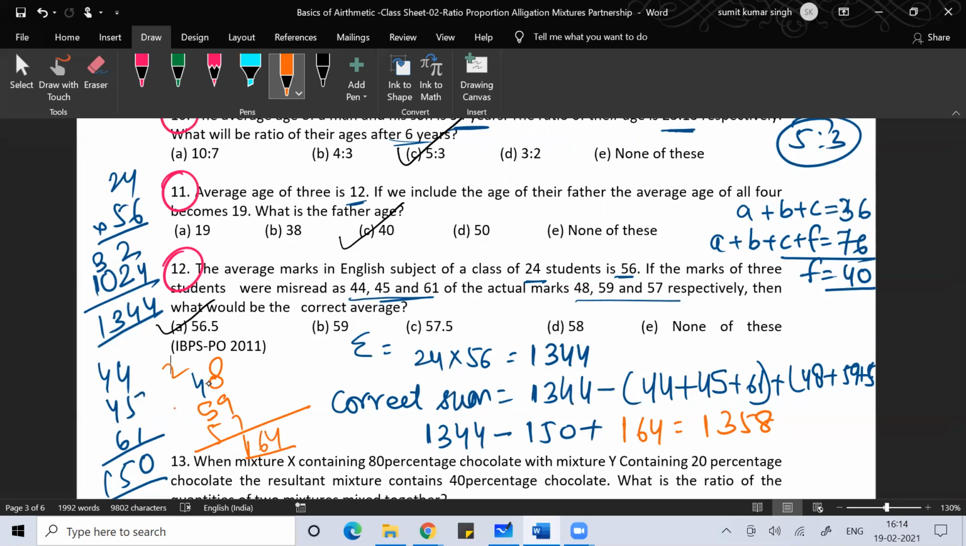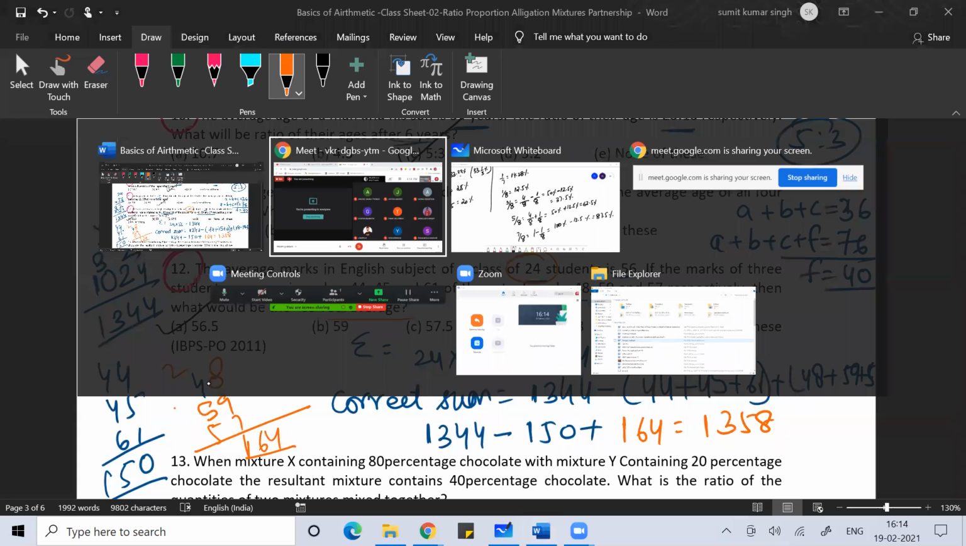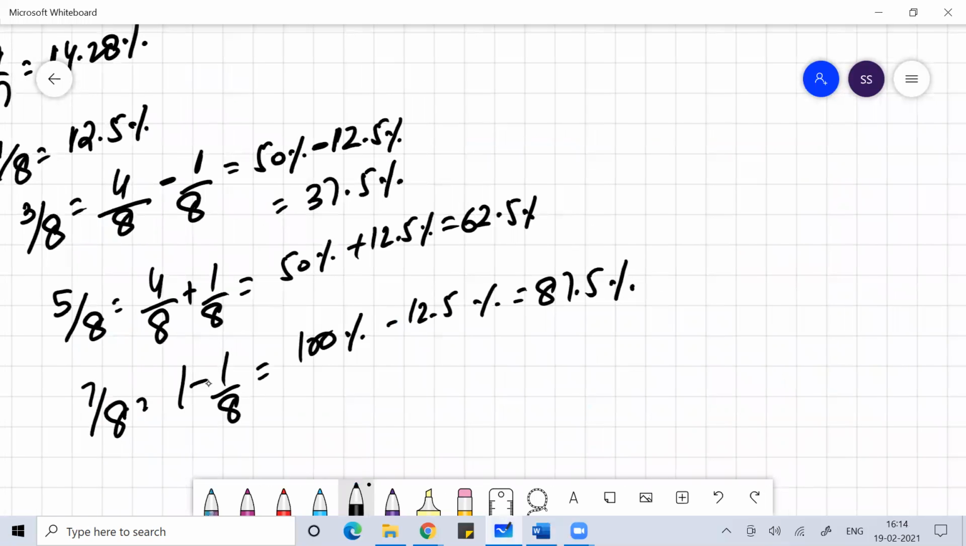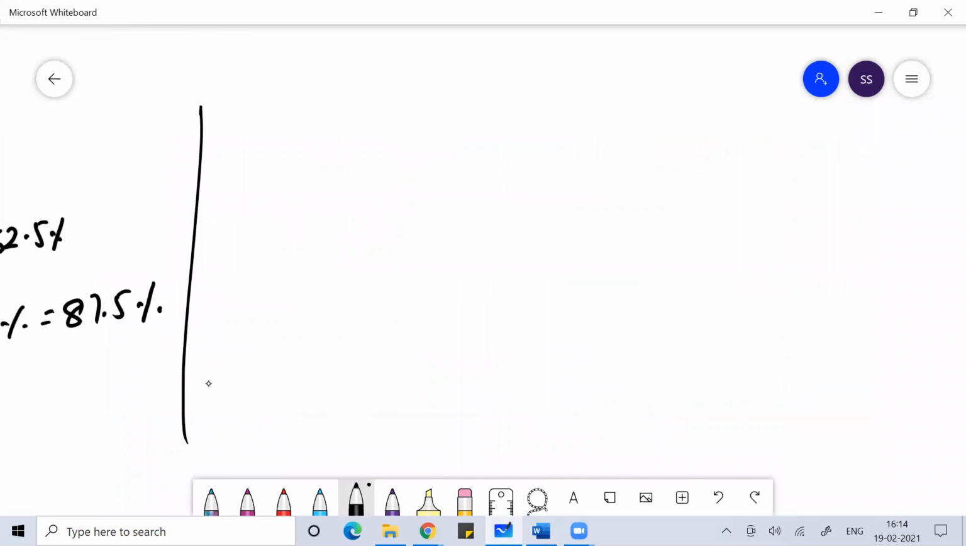So remove the incorrect entries, add the correct entries, and what is the correct average? Total is 24, no? So divide 1358 by 24. If you divide, will it go by 4? No. Will it go by 8? No. So, okay, will it go by 2? Yeah.